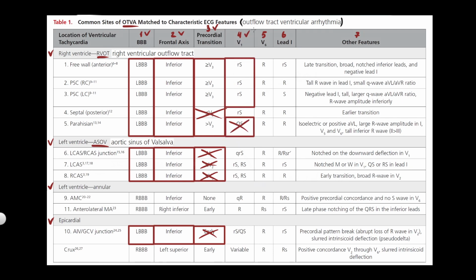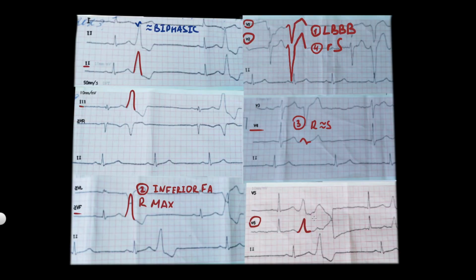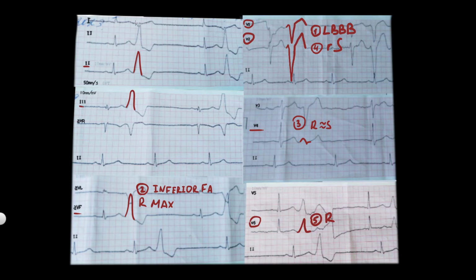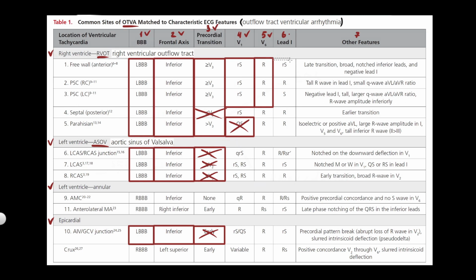Now let's check the QRS in V6. Here it is represented by an R wave. Next step is evaluation of the first standard lead. Here QRS is mostly negative. As a result, the right cusp of the pulmonary valve sinus is excluded. So only two sites of origin remain.